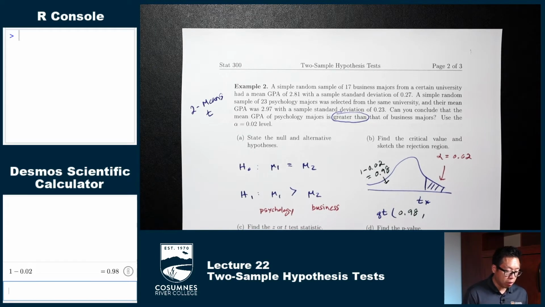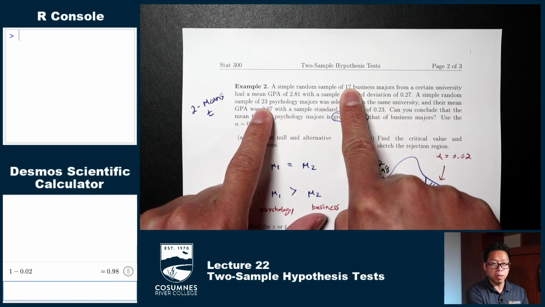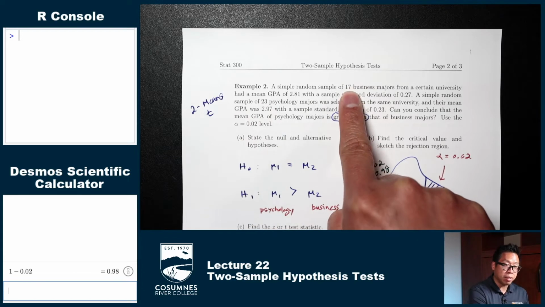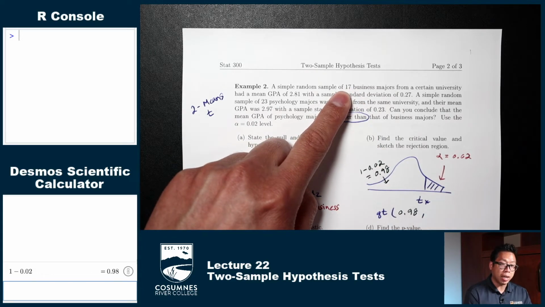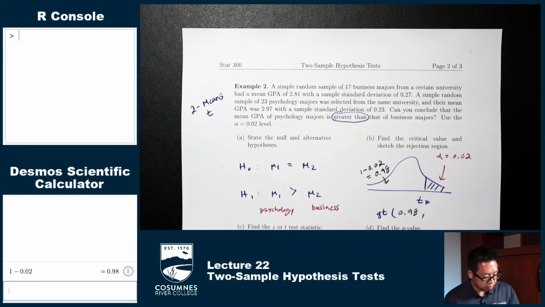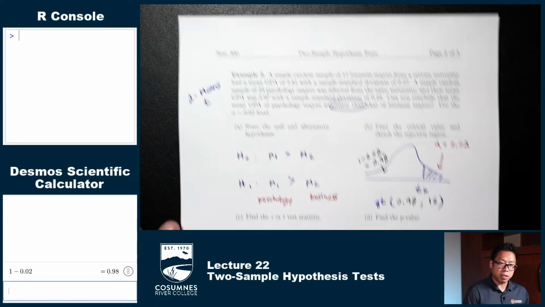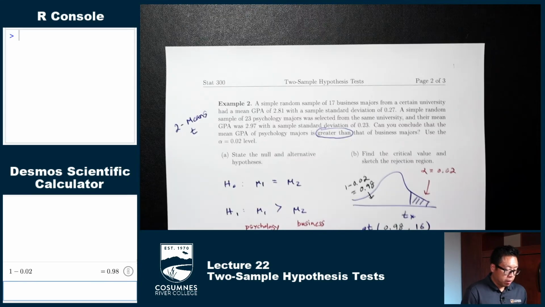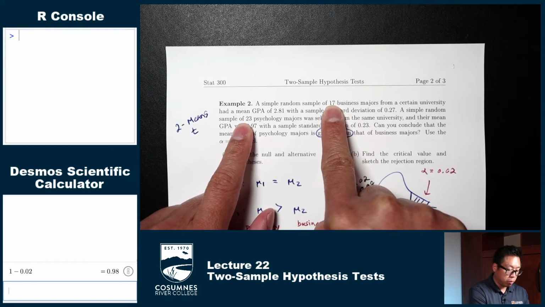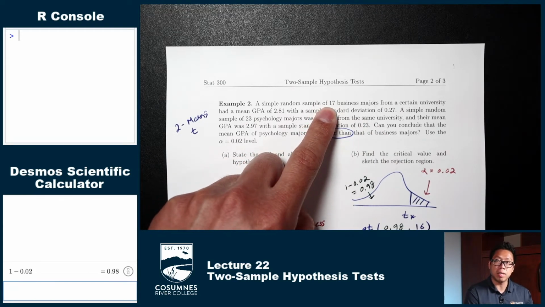So my sample sizes are 17 business majors and 23 psychology majors. So the smaller sample size will be 17, and then degrees of freedom will be 1 less than that. So 1 less than 17 would be 16. Once again, this is the new part in this lecture. If you have two samples, pick the lower sample size, which in this case is 17, and then degrees of freedom will be 1 less than that sample size. So 1 less than 17 would be 16.